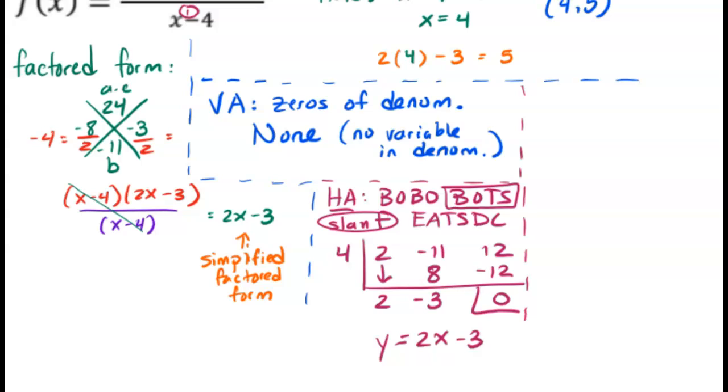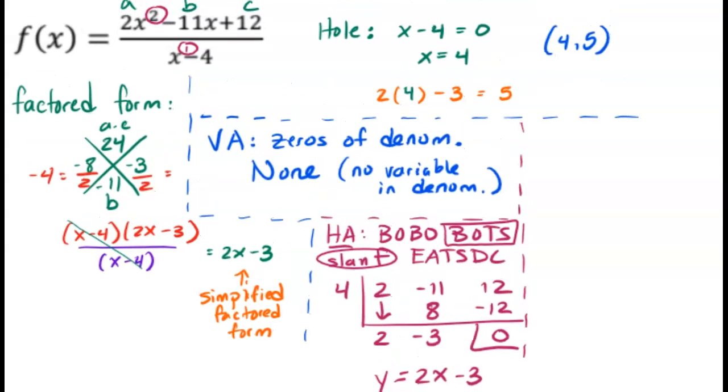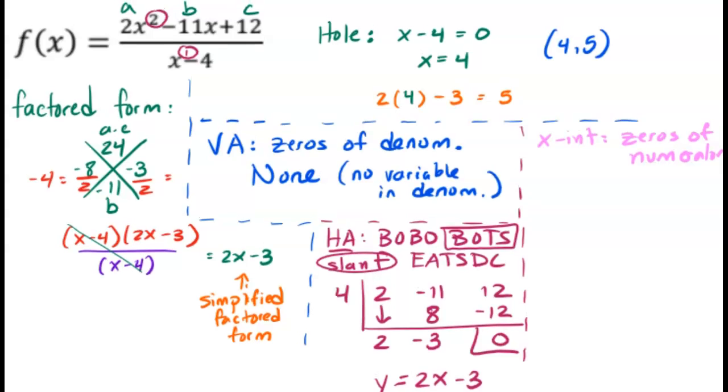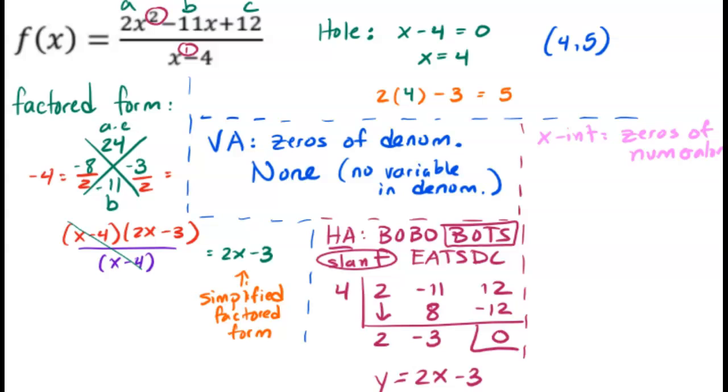And last but not least, what else do we need to find? The x and y intercepts. How do we find the x-intercept? The zeros of the numerator. We find the zeros of the numerator by taking the factor in the numerator and setting it equal to 0. Add 3 over, divide by 2. Our x-intercept's x value is 3/2. So that means our x-intercept is 3/2, comma 0.